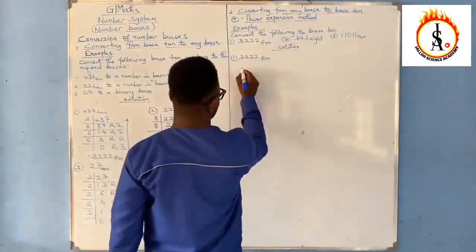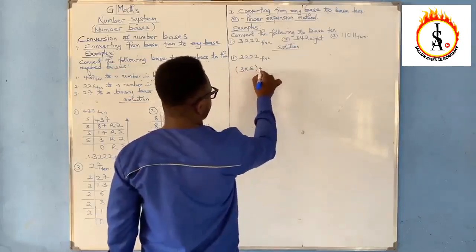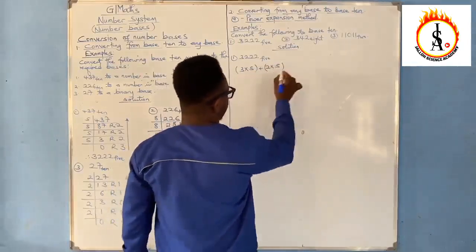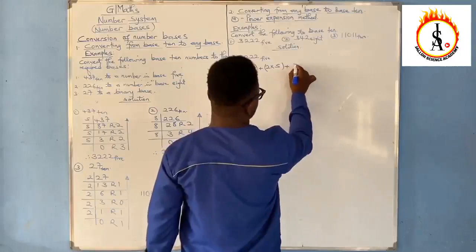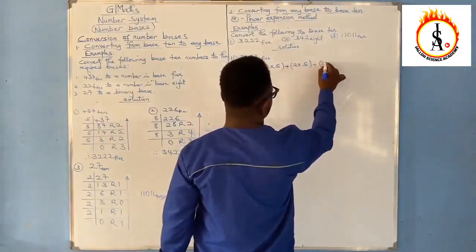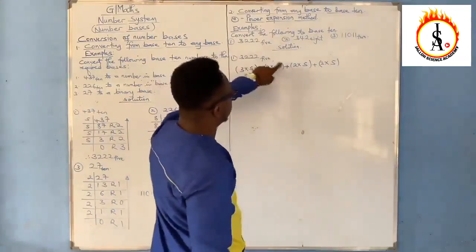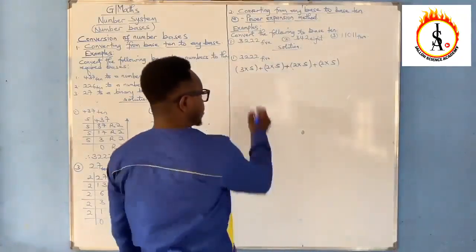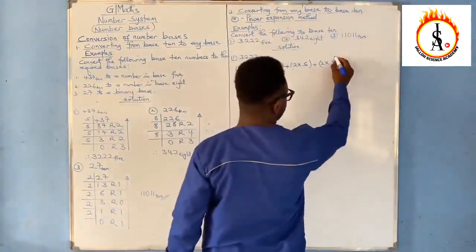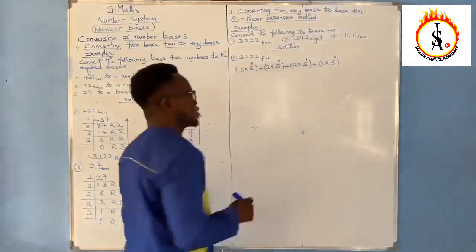So we take this first number, 3, multiplied by the base 5, put it in bracket, plus these 2 multiplied by the base 5, plus these 2 multiplied by the base 5, plus these 2 multiplied by the base 5. But this is unit, tens, hundreds, thousands. So unit number gets power 0, this gets power 1, this gets power 2, this gets power 3.